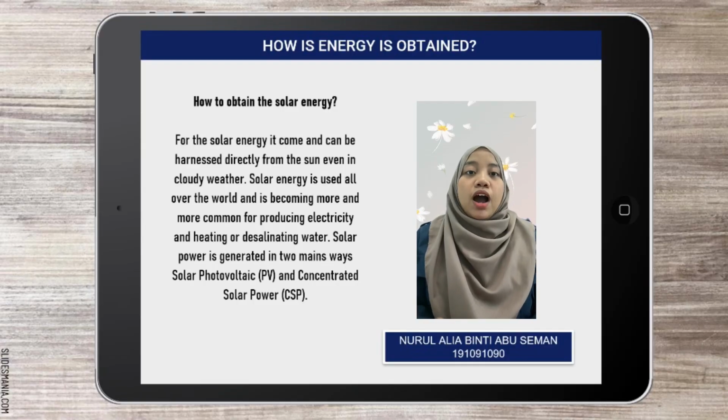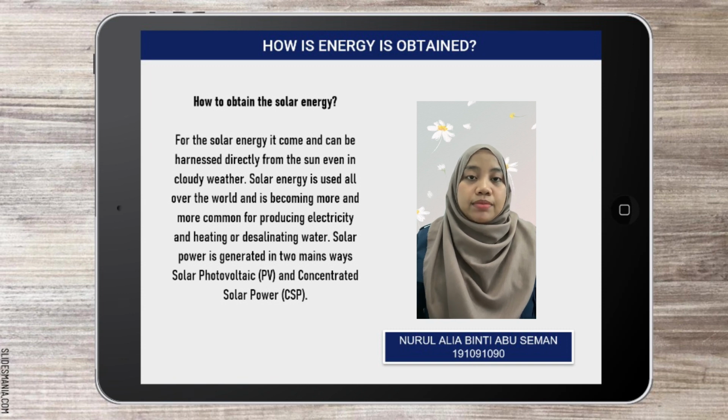Next, I will explain about how this energy is obtained. Okay, so solar energy can be harnessed directly from the sun, even in cloudy weather. Solar energy is used all over the world and is becoming more and more common for producing electricity and heating or desalinating water. Solar power is generated in two main ways, which are solar photovoltaic (PV) and concentrated solar power (CSP).